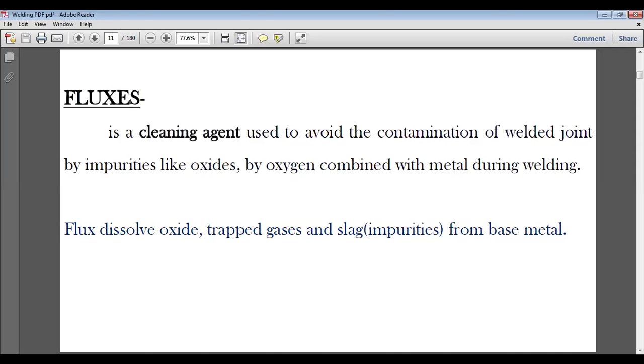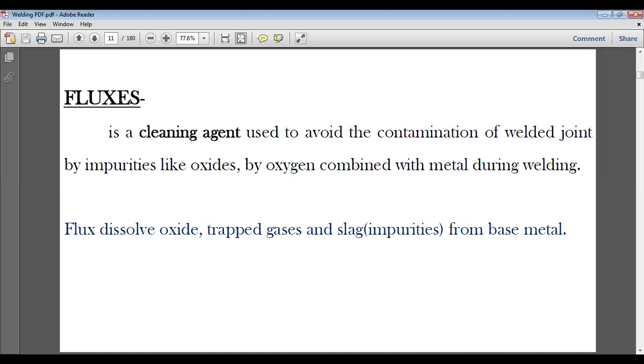So we use flux also. Fluxes are the materials that are used to stop the molten metal from coming in contact with the environmental oxygen. Fluxes stop all types of impurities, and also clean the molten metal from inclusions and other impurities. At the same time, they form an envelope, a gaseous envelope around the joint, so that the molten metal does not come in contact with the oxygen of the environment.